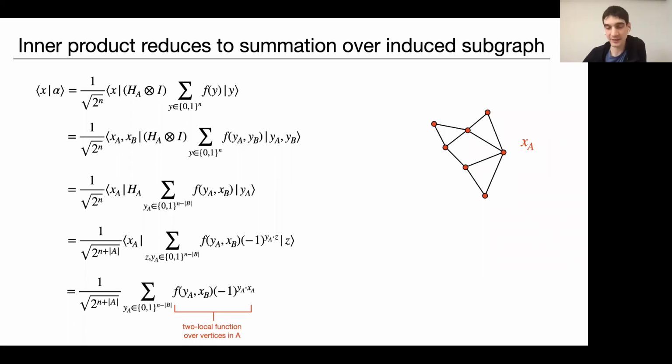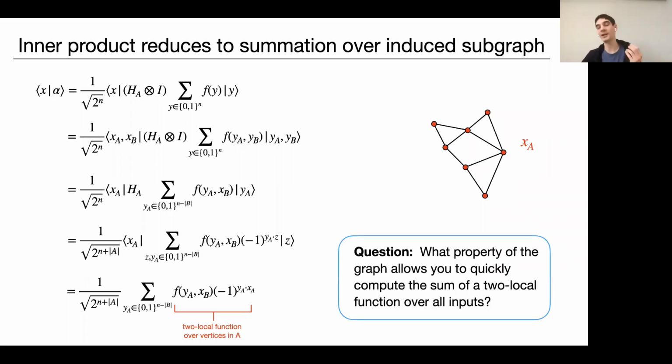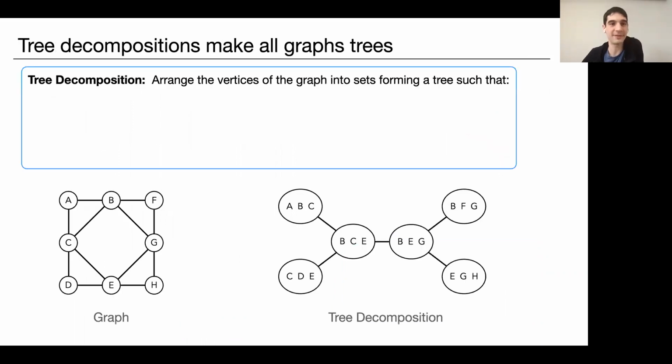And now the only question is, what property of a graph allows you to do this quickly? What property of a class allows you to quickly compute the sum of a two-local function over all its inputs? And I claim that that property is treewidth. This is going to require a little bit of a digression for those of you who haven't seen it or need a refresher.